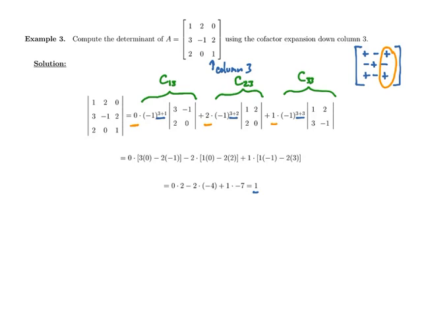Then we know how to find the determinant of a 2 by 2 matrix. You take the diagonal 3 times 0, and you subtract off the negative 1 times 2. Second one, you take the 1 times 0, and you subtract off the 2 times 2. Then multiply the 1 times negative 1, and you subtract off the 2 times 3.